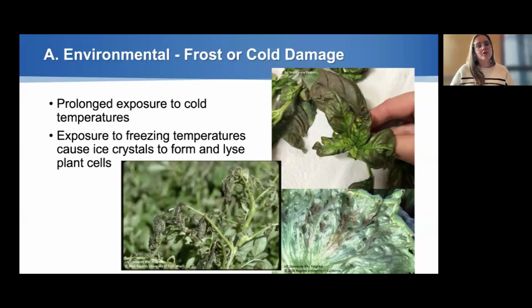To frost. Prolonged exposure to cold temperatures, on the other hand, is just exposure to cold temperatures below the optimal. And this doesn't necessarily cause plant cell death, but can cause distortion or discoloration. So the example I have here is basil on that top right picture. They're basil leaves that were exposed to not freezing, but prolonged cold temperatures. So it caused a discoloration and a deformation of the leaves.